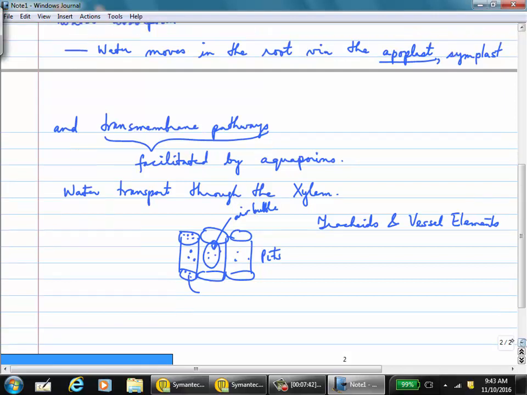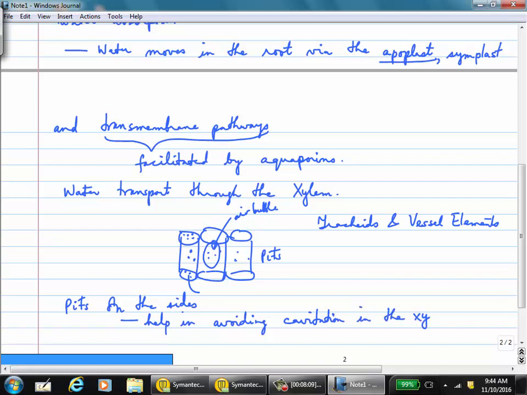So pits on the side, that's what I wanted to point out, because I talked about this cavitation thing last time in the context of discussing surface tension. So pits on the sides help in avoiding cavitation in the xylem. Because if there is cavitation, then the plant is not going to get any water, at least a portion of the plant, and that part is going to die.